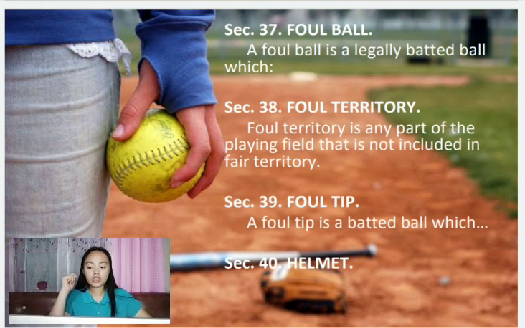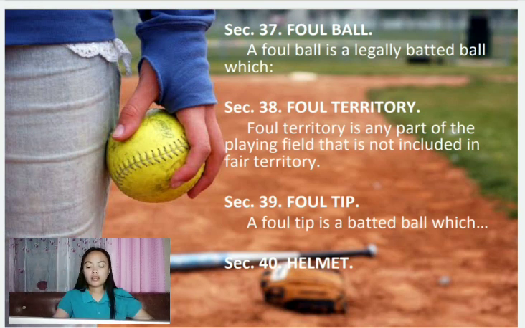Next section is section 38, the foul territory. Ang foul territory is any part of the playing field that is not included in fair territory. Pag hindi siya include sa fair territory, it is foul territory. Next is section 39, which is the foul tip. Foul tip is a batted ball na kung saan goes directly from the bat to the catcher's hand and goes not higher than the batter's head and is legally caught by the catcher.